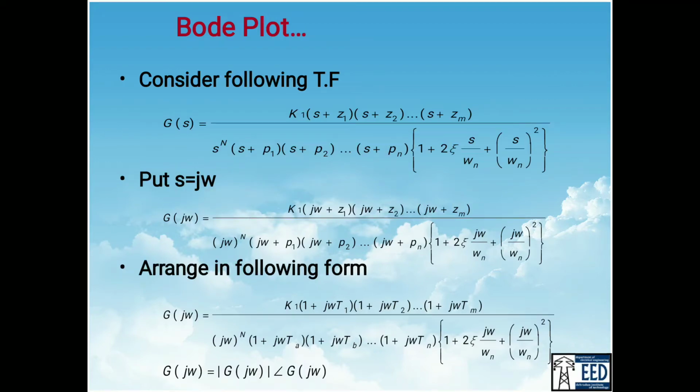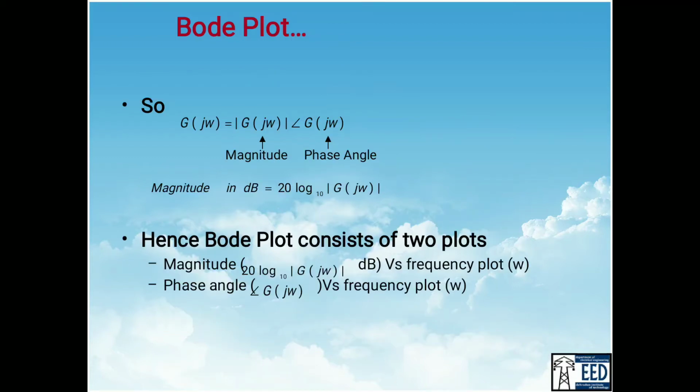So what are the different considerations in the Bode plot? First of all, the open loop transfer function should be in the time constant form. Then it is replaced with the j omega form. Replacing the operator s by j omega is the main task.